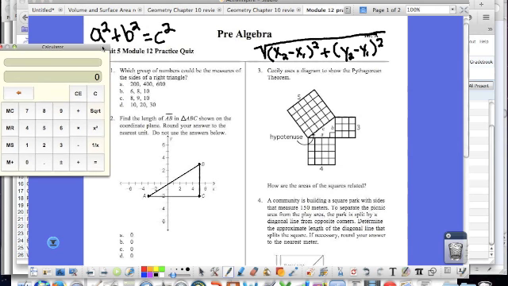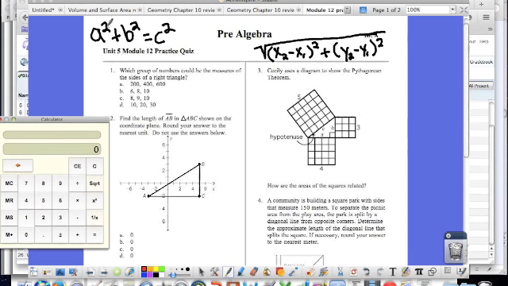So for number 3, already this looks a little weird. Cecily uses a diagram to show the Pythagorean Theorem. How are the areas of the squares related? Well, let's not even look at this drawing for a minute, because I understand that the drawing might be confusing you. Look at the Pythagorean Theorem. We're squaring a, and we're squaring b. And A and B actually represent legs, and C is the hypotenuse.